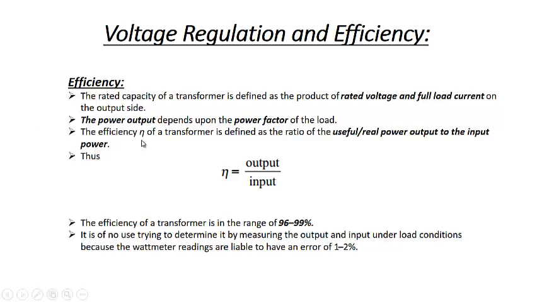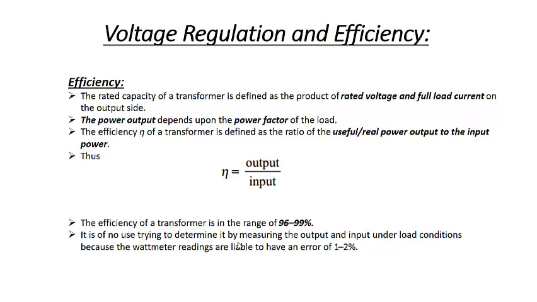The efficiency eta of a transformer is defined as the ratio of useful or real power output to the input power. Thus, the efficiency is output power divided by input power. Usually, the efficiency of a well designed transformer is around 96 to 99%. It is of no use determining it by measuring the output and input under loading condition, because the wattmeter readings are liable to have an error of 1 to 2%.